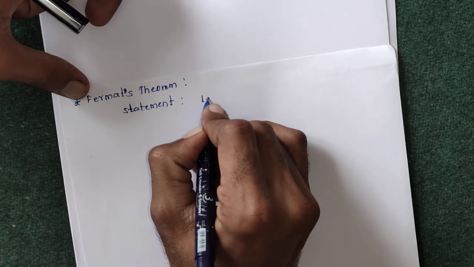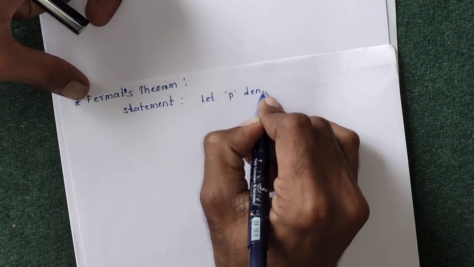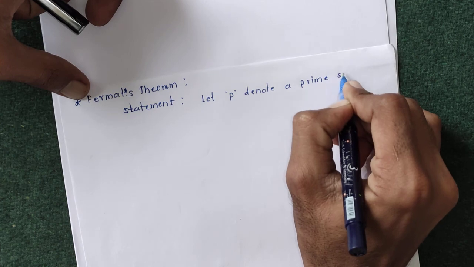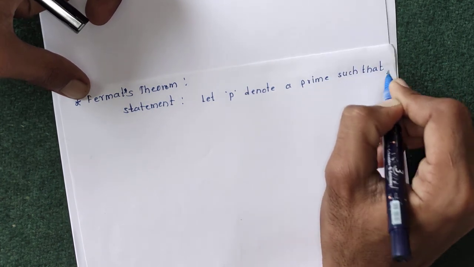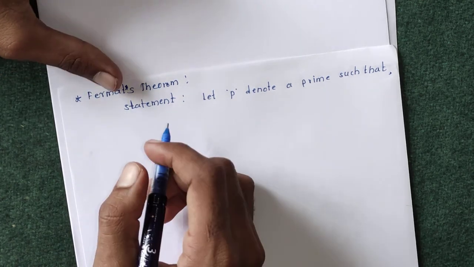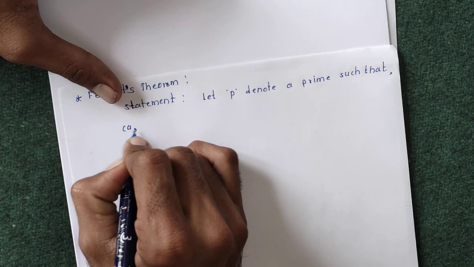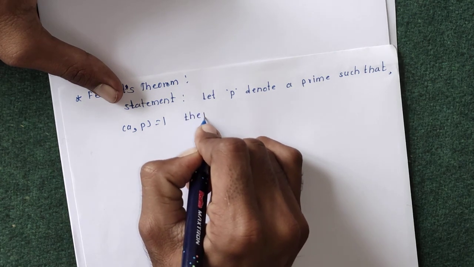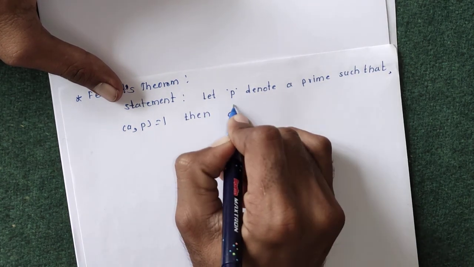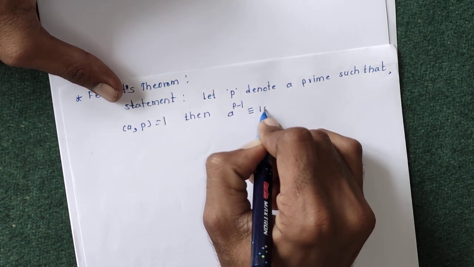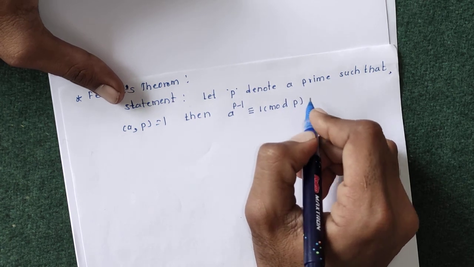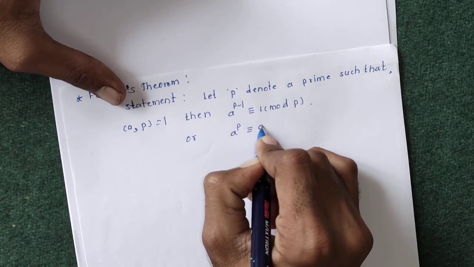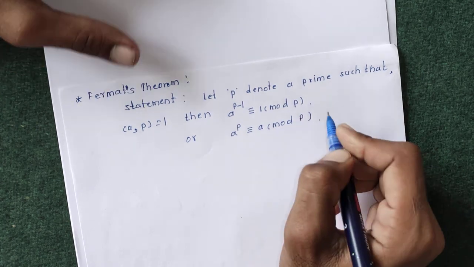let P denote a prime such that GCD of A and P is equal to 1. Then A raised to P minus 1 is congruent to 1 mod P, or we can say that A raised to P is congruent to A mod P.